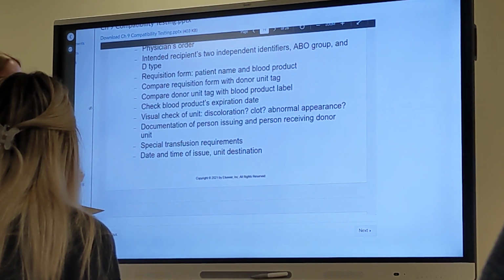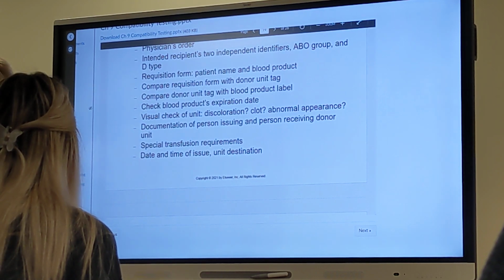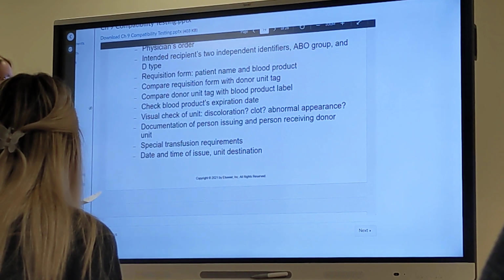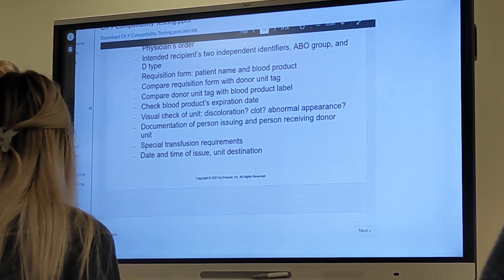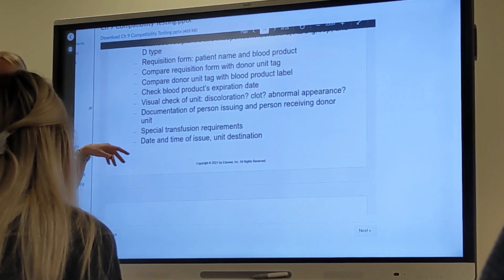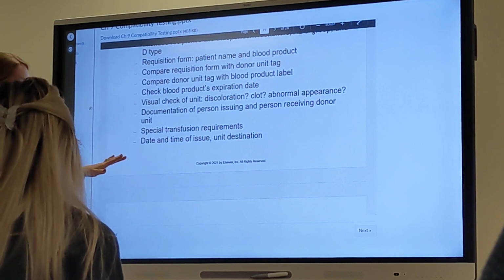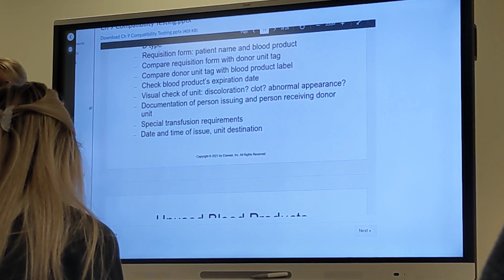Do a visual check of the unit. Is it discolored? Is it clotted? Don't be scared to look at it, touch it, look at it. If it looks purple, sometimes that means there's bacterial contamination. If it's clotted, you're going to see a big clot. If it looks funny, don't use it. I've never seen a red blood cell unit that looks funny, but I've seen some weird looking plasma that I thawed out and it had a big clot in it.